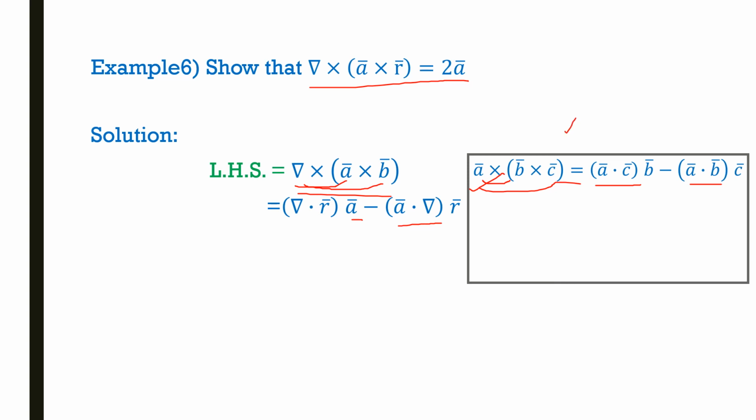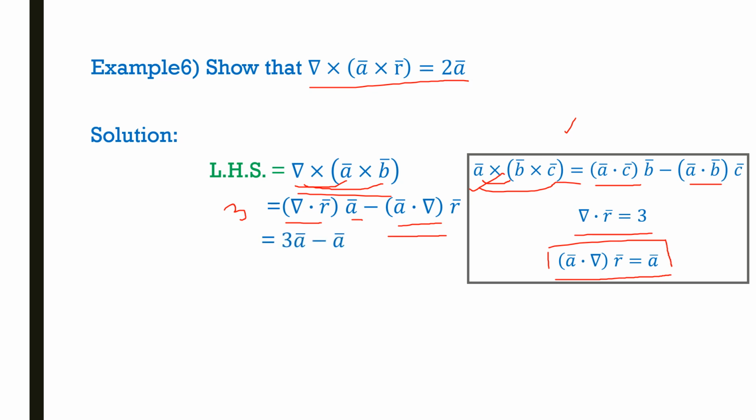So this is the vector triple product. Now what is del dot r bar? Its answer is 3. We have seen this property, del dot r bar is equal to 3. Also we have proved the result a bar dot del into r bar is equal to a bar in the previous lecture. So we use those two values. This is 3 into a bar, so the value of this is 3, and the value of it is a bar. 3 a bar minus a bar is nothing but 2 a bar, and therefore del cross a bar cross r bar is equal to 2 a bar.